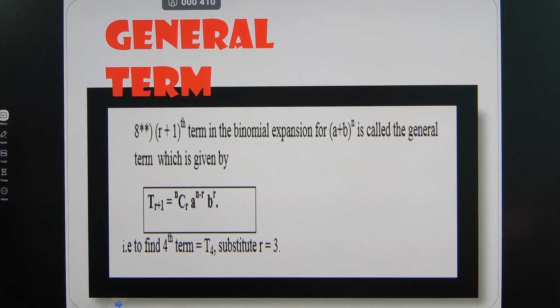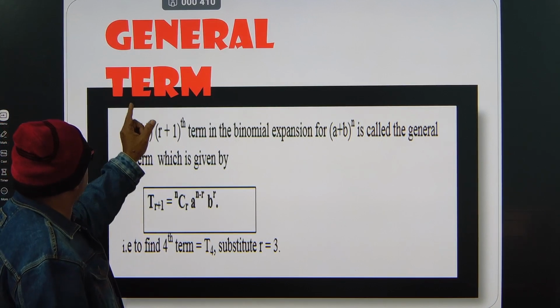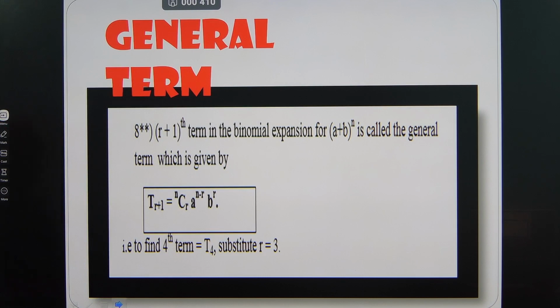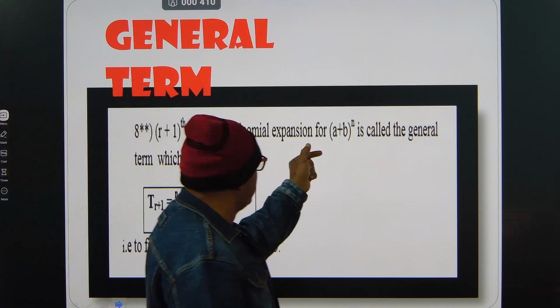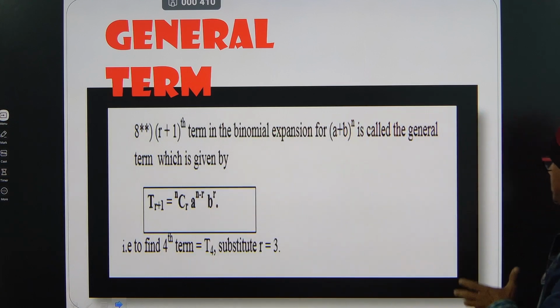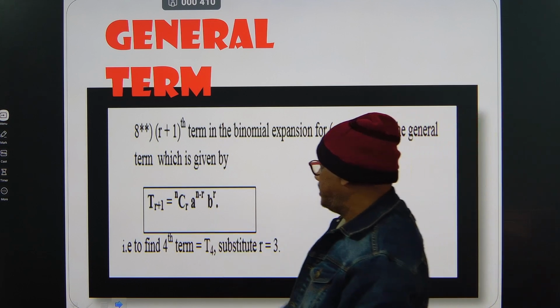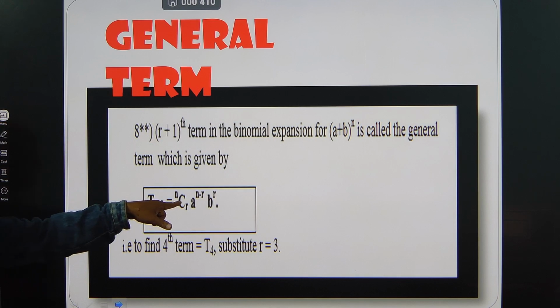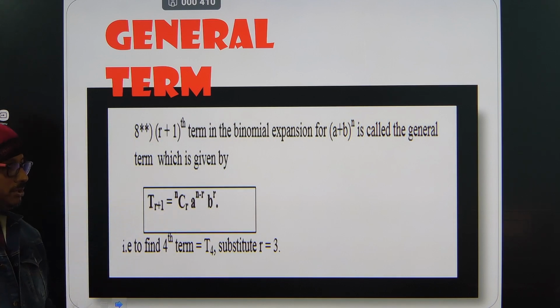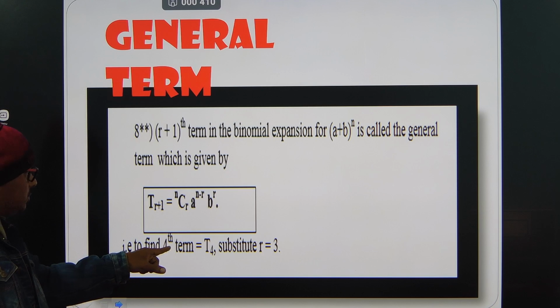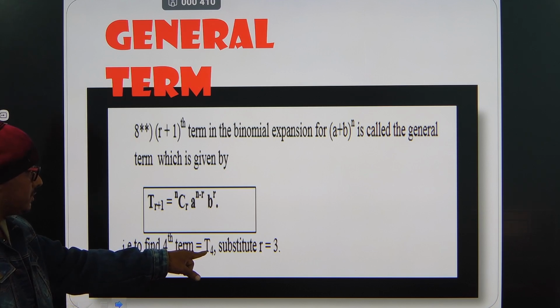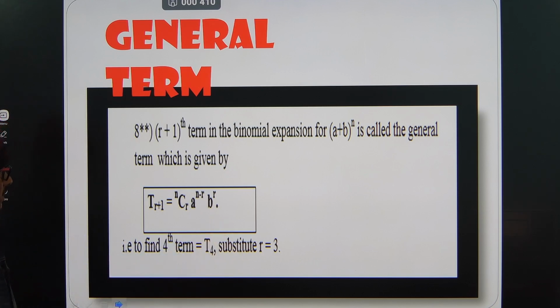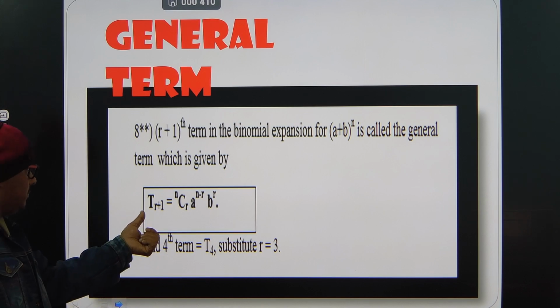General term. The r plus 1th term in the binomial expansion of a plus b to the power n is called the general term. Term is denoted by T. The formula for the r plus 1th term, T r plus 1, is nCr a to the power n minus r times b to the power r. To find the fourth term, T4, substitute r equals 3, since 3 plus 1 is 4.